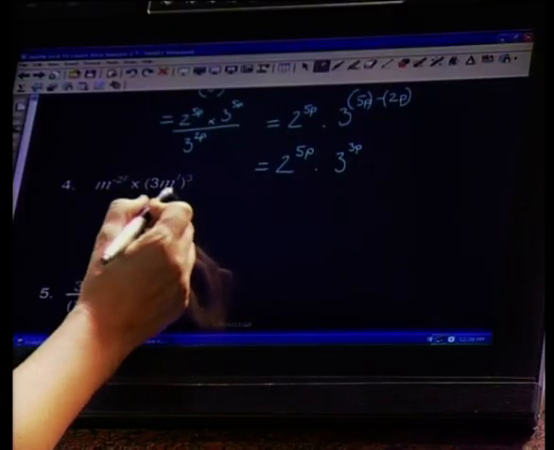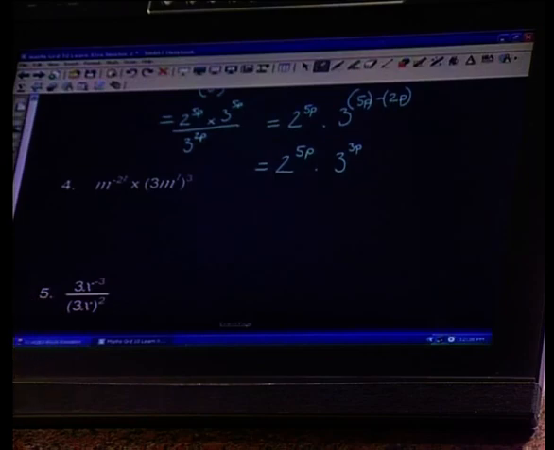Just approach it calmly, and you can do it. Let's see how we do it. First thing I'm going to do is deal with these brackets. Remember, if you don't do BODMAS, you don't pass.